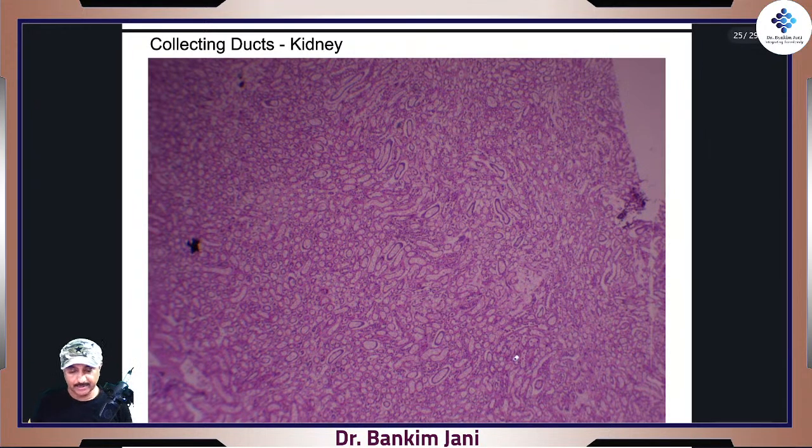This is a collecting duct. The section is taken where there is hardly any Bowman's capsule seen. Yes, there are a few, but otherwise hardly anything is seen. Collecting ducts.